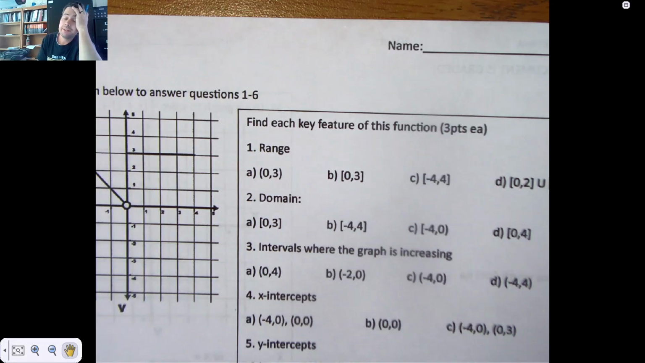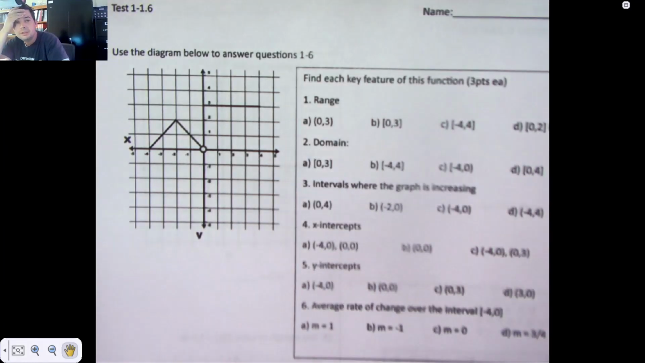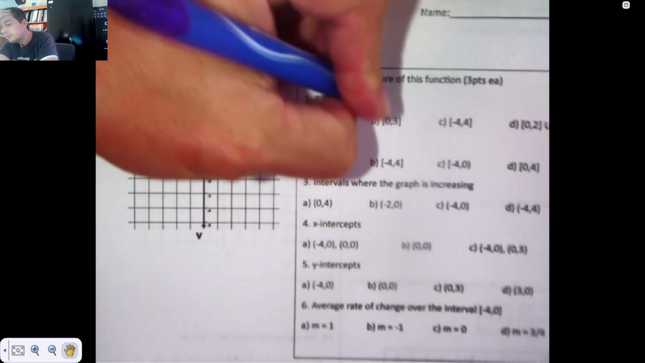So here's a recap of the test you just took. Find each key feature of the function. First up is range, which is your output y.